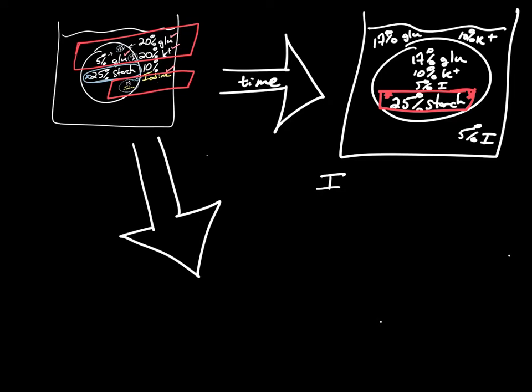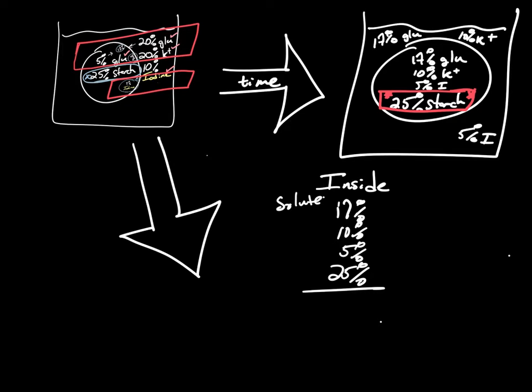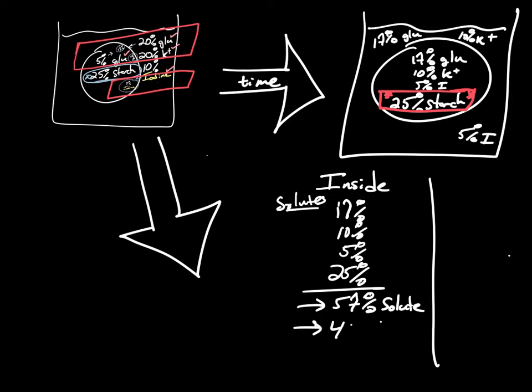So inside, you have 17%, 10%, 5%, and 25%, right? Those are all what? Solutes. Add those up, please, someone. 57% is correct. So 57% solute. What percent water inside? If it's 57% solute, what's the percent water? 43% water. Do you see that?